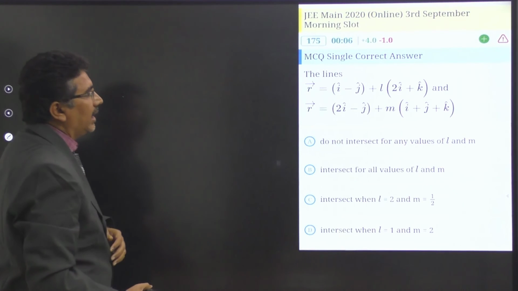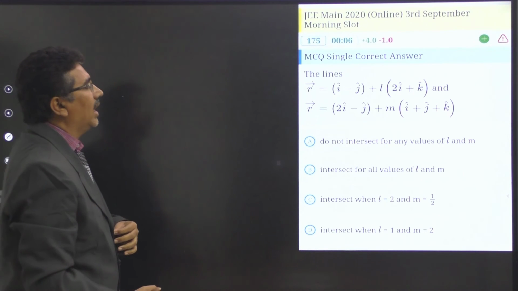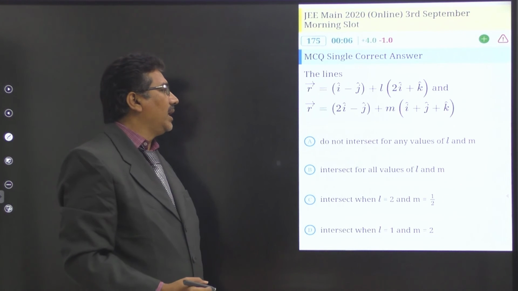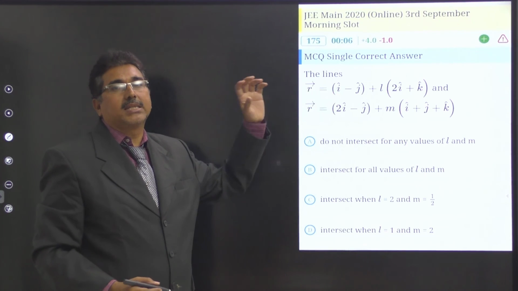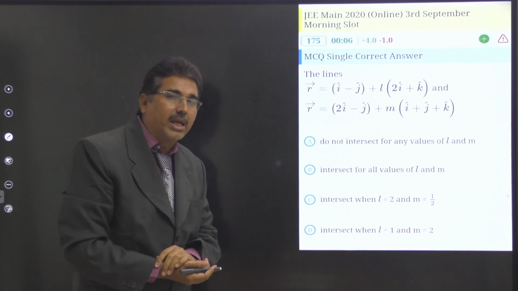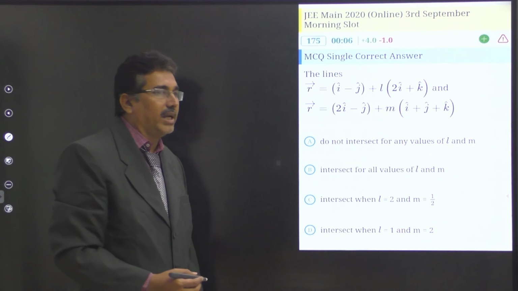Now let us see another one. Given two lines, the lines do not intersect for any values of L and M. Okay, this is the problem based on the concept of intersection of two lines.